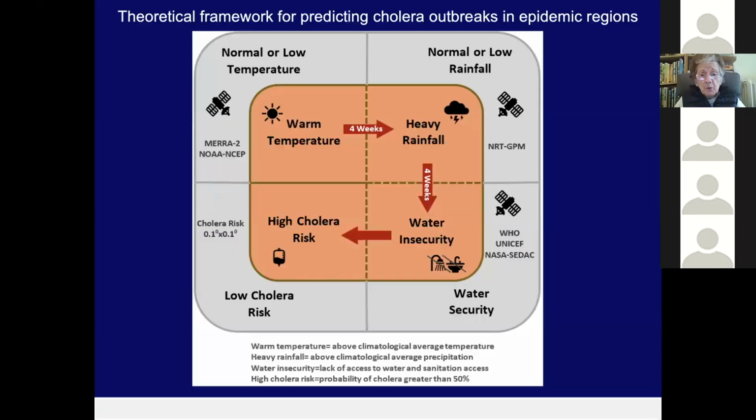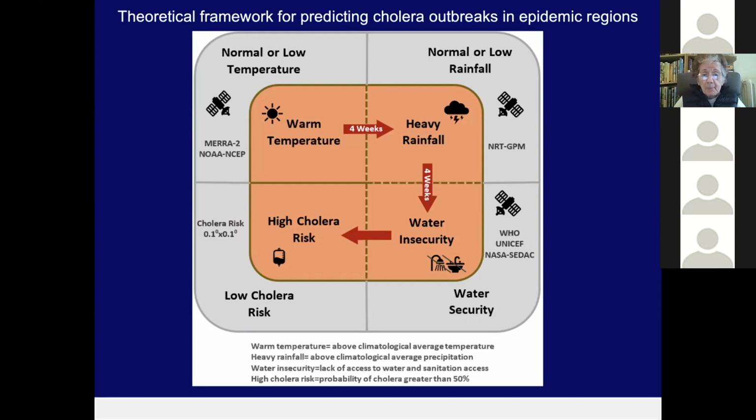So this is a bit more sophisticated model that we're now working with. We have even further sophisticated it, but this was sort of the next stage. We were able to show that warm temperatures 4 to 6 weeks preceding a very heavy monsoon type rainfall in a country with water insecurity, such as Haiti, where an earthquake occurred, or countries like Bangladesh and India, where there are regions with very, very poor sanitation, you have a very high risk of cholera.